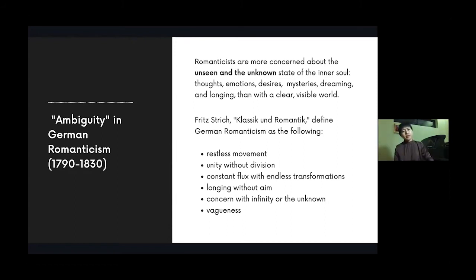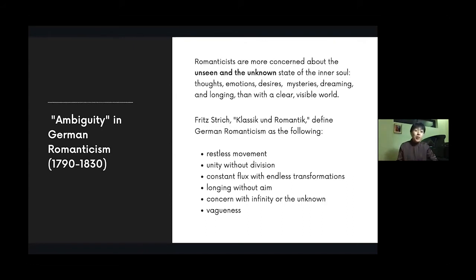This is very important because in the classical tradition, there's unity, but with division, unity with variety. There's unity within this variation, diverse ideas. But in Romantic, it's unity without division. And the third thing is called constant flux with endless transformation. Constant flux means it keeps on continuing, going on and on. It seems endless, it seems to go on eternal. It seems to go to eternity. So constant flux means it keeps going on and on and on.